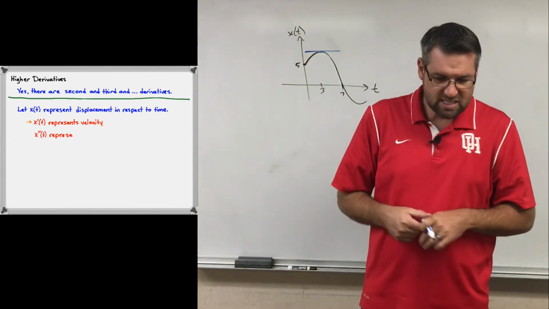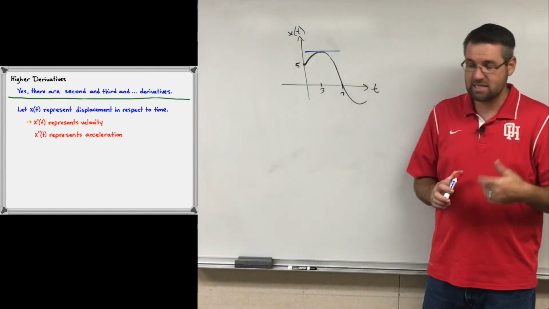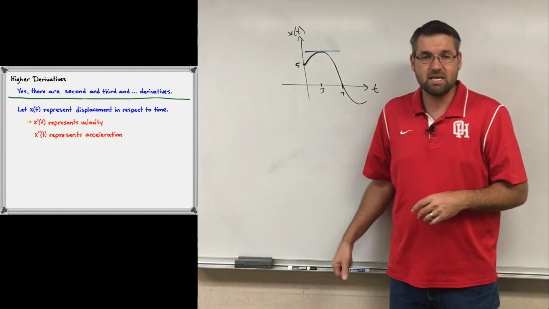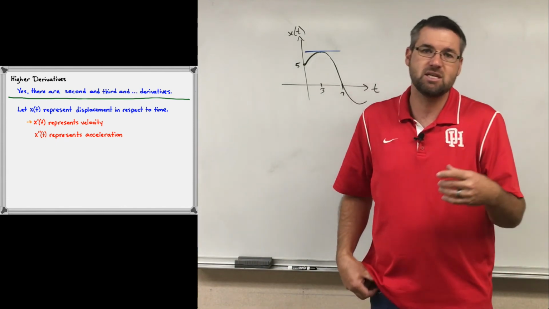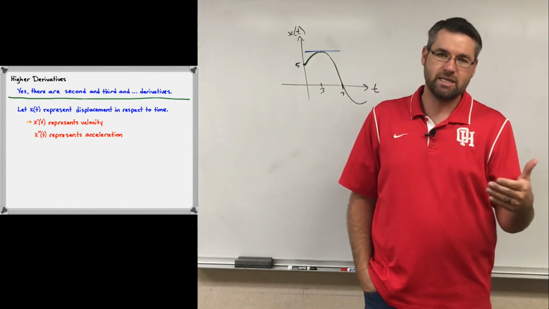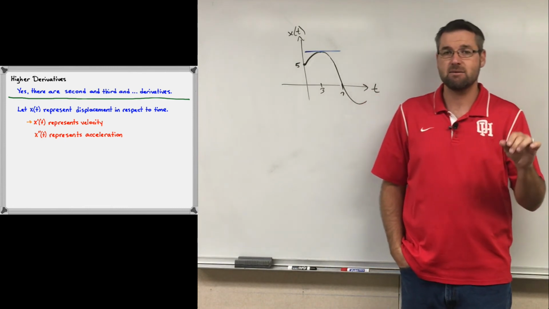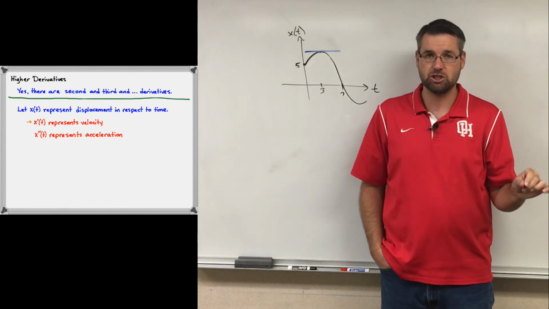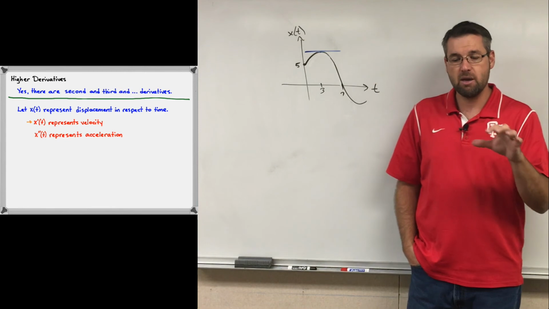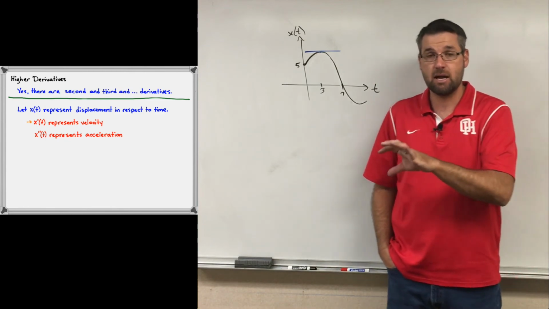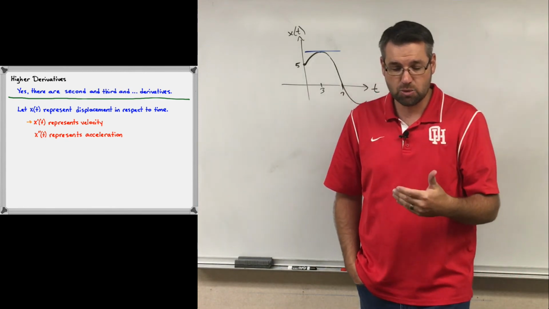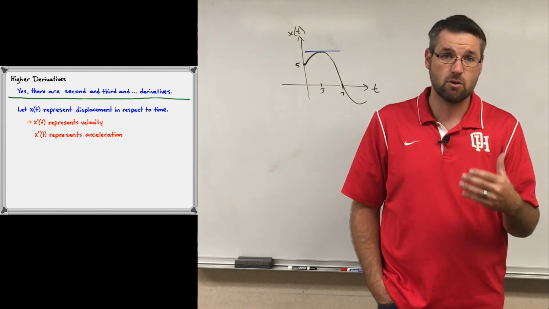Okay? The second derivative, we write it as x double prime, represents the acceleration. In other words, it's the rate of the rate. It's how fast my velocity is changing. Okay? And we'll get more in depth with that as time goes on. But the second derivative is the idea of acceleration.